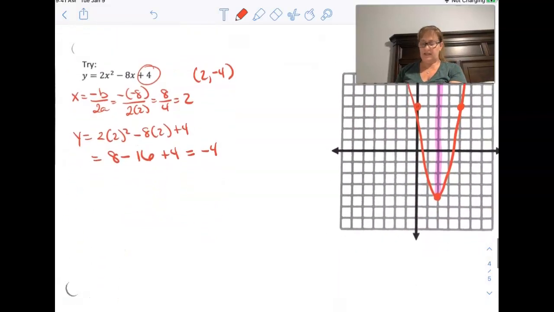On this one down here, you see that the vertex is a 2, -4. Because our A is positive, that means the parabola is going to open upward. We use our C value for our y-intercept, which is a +4, and then go straight across to find that third point and draw. So I'm hoping this is making sense to you.